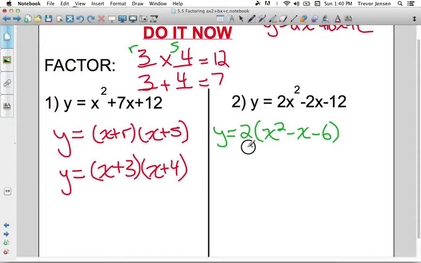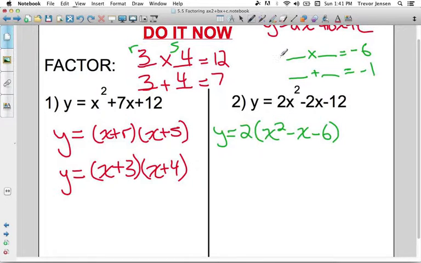So I'm going to leave this 2 out here for the rest of the question. It's not really going to affect anything. It's just going to stay there. And now I have a quadratic inside the brackets where the a value is 1. There's now a 1 in front of this x squared. I know how to factor that. I can factor this the same way I factored the previous question. All I have to do is find two numbers who multiply to give my c value, so multiply to give negative 6, and add to give my b value, and my b value in this question is -1.